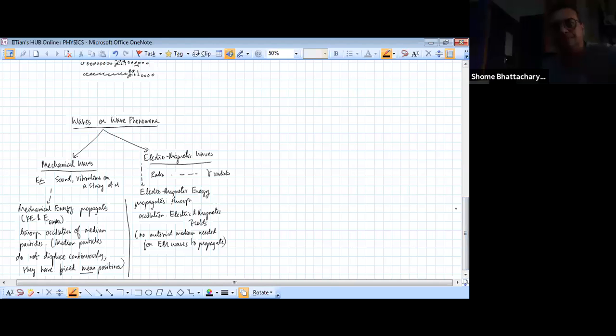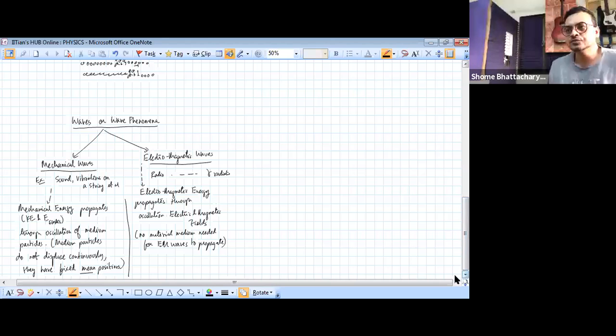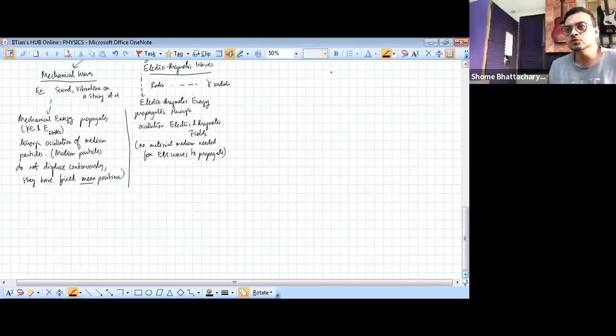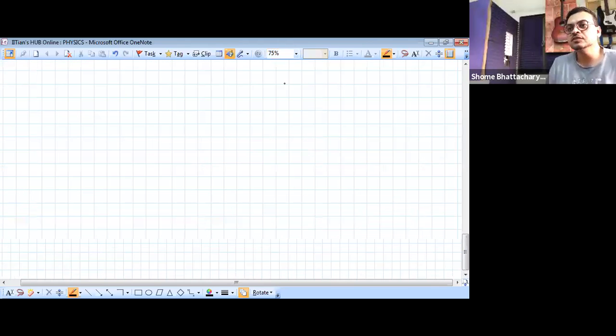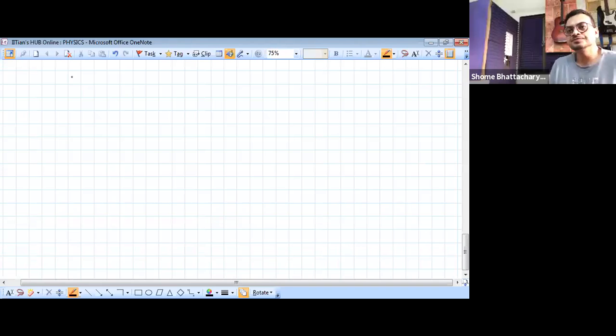Okay, so hope this part was clear, people. Now moving on to, from this point onwards, we are dealing with mechanical waves. Now we'll see further. Mechanical waves can be classified into two categories: transverse and longitudinal waves, as you know.